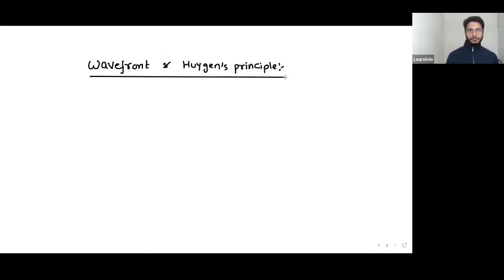Now let's start with the first chapter of wave optics, which is the concept of wavefront and Huygens principle. Wavefront and Huygens principle. See, what is wavefront? And before starting wavefront, the introduction of this chapter.